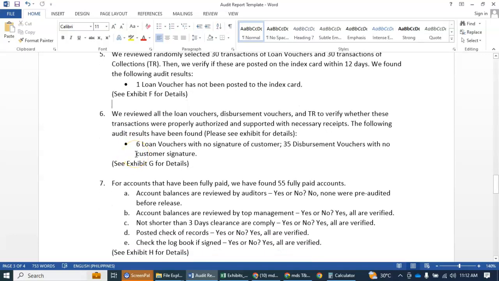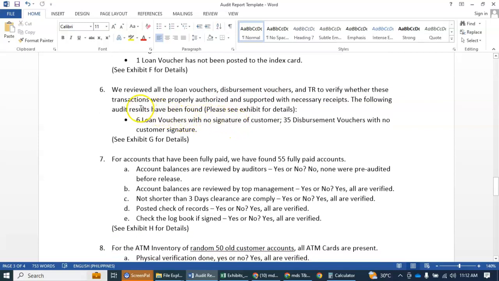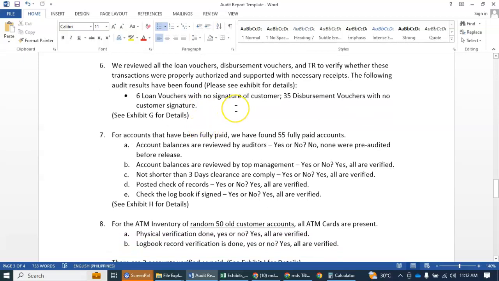Number six is we review the loan vouchers. These are for substantiation or substantive testing. So we verify if there are signatures, to test if controls are followed. For instance, loan vouchers with no signature could be a threat. It might be that there are releases of funds made to a fictitious customer, which is not acceptable because there's no signature indicated.